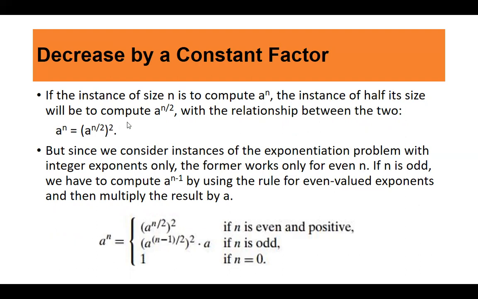Fine. But since we consider the instance of an exponential problem, that is the power function with integer exponents only, this will work only with even n. But if the size of n is odd, then you have to take a raised to n minus 1 by 2, whole square, into a, if n is odd. And if n is 0, it will directly return 1.